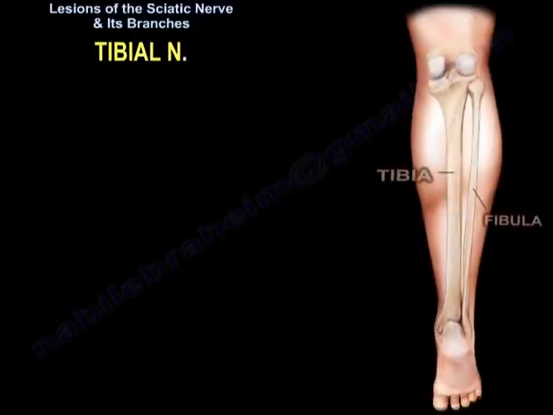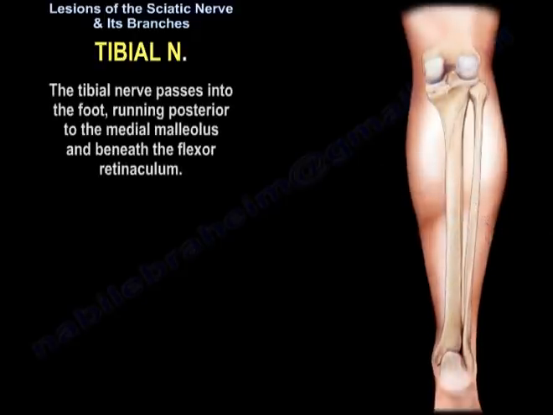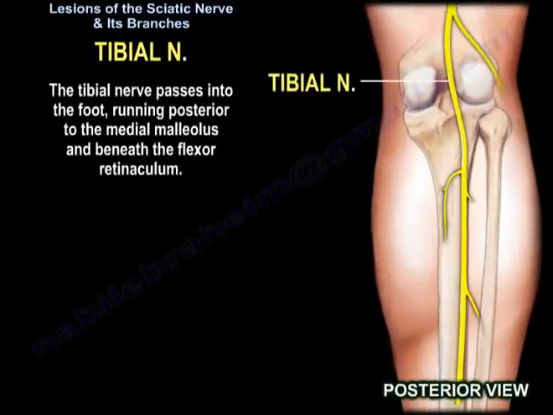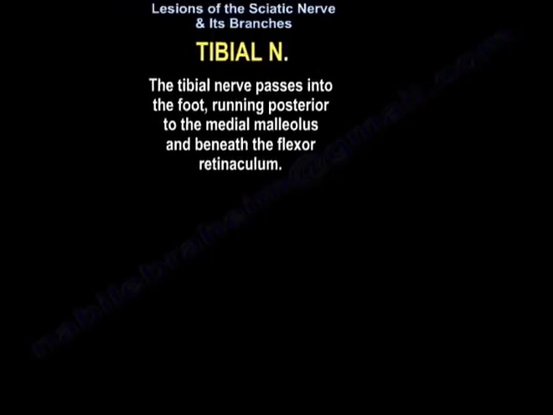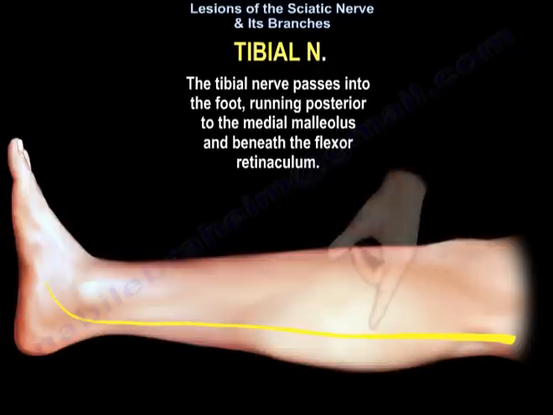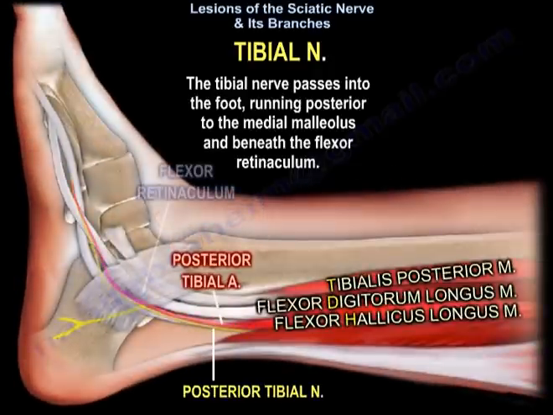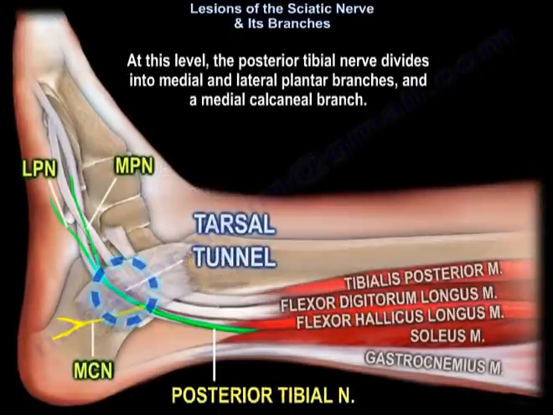Now let's talk about the tibial nerve. The tibial nerve passes into the foot running posterior to the medial malleolus and beneath the flexor retinaculum. At this level, the posterior tibial nerve divides into medial and lateral plantar branches and a medial calcaneal branch.